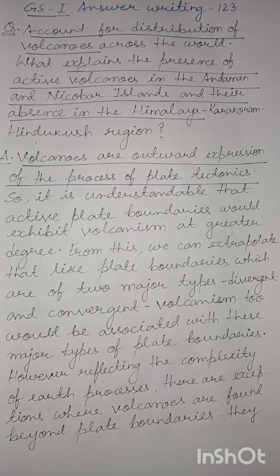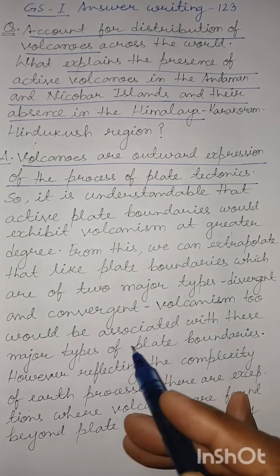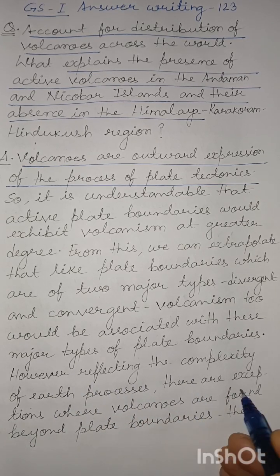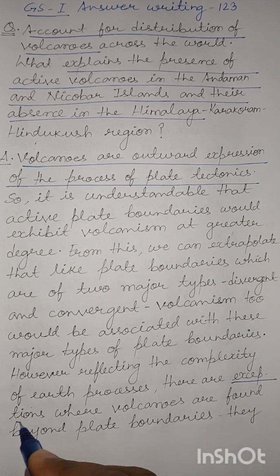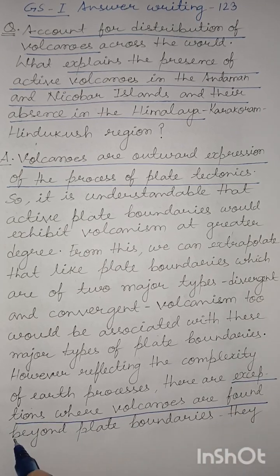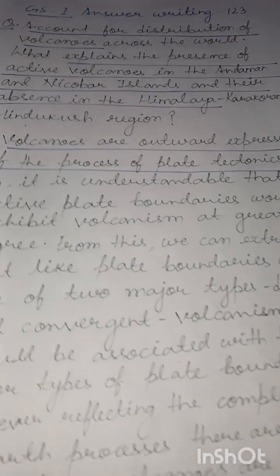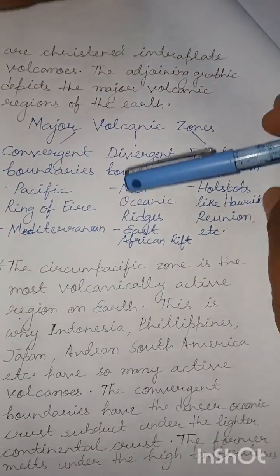So as we are arguing here, volcanism too is mostly of these two types, that is, the convergent plate boundaries as well as the divergent plate boundaries would exhibit more volcanism compared to other regions of the earth. However, reflecting the complexity of earth processes, there are exceptions where volcanoes are found beyond plate boundaries. They are often called intraplate volcanoes, or sometimes they are christened hotspots as well.